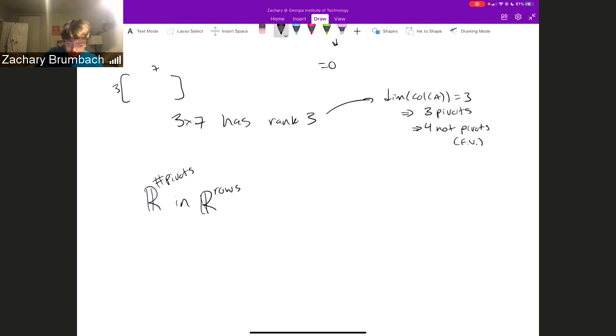This is always true. This is always your range in your codomain. That's how you find them. Your codomain is your number of rows. Your range is your number of pivots. Okay, thank you. Absolutely.